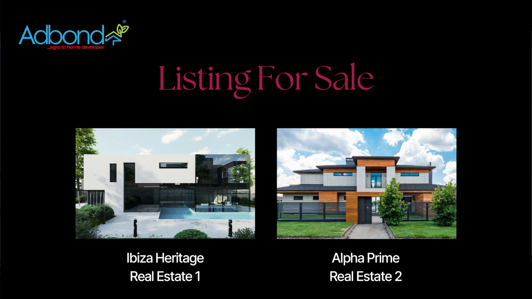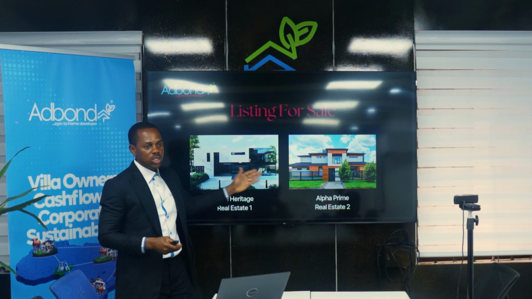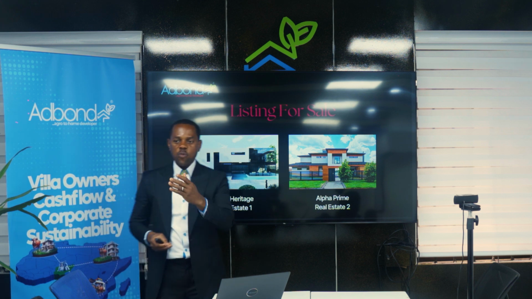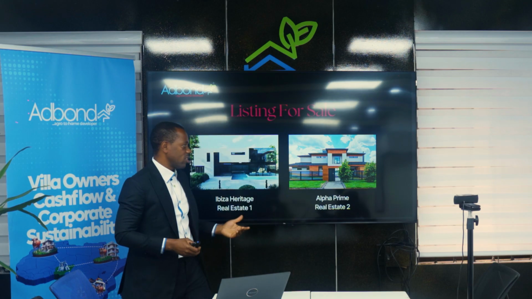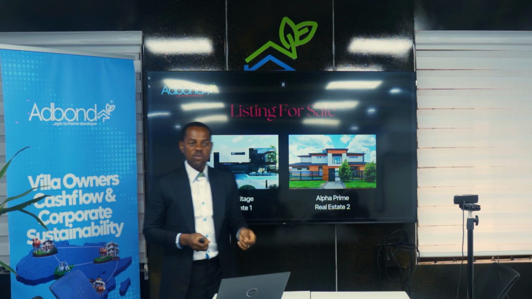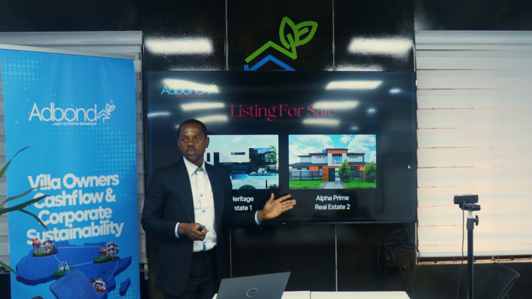Listing for sale. I'm just using this as an example. We have Ibiza Heritage, Real Estate 1. We have Alpha Prime, Real Estate 2. I didn't just put this into play. I've called Mr. Felix already and asked, Mr. Felix, do you have something on the mainland? And do you have something on the island? That makes me give him these 2 options.